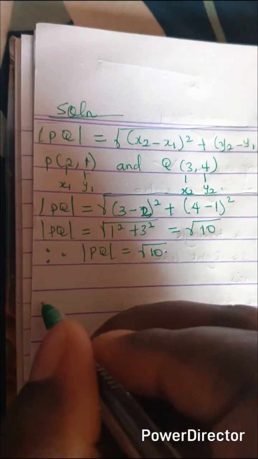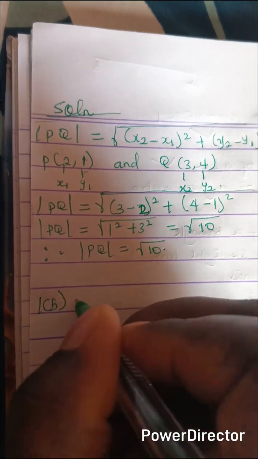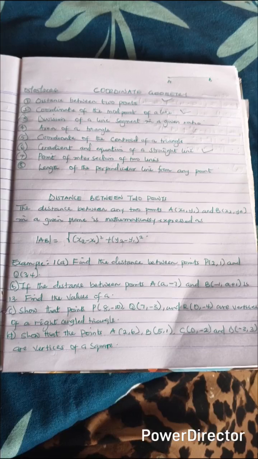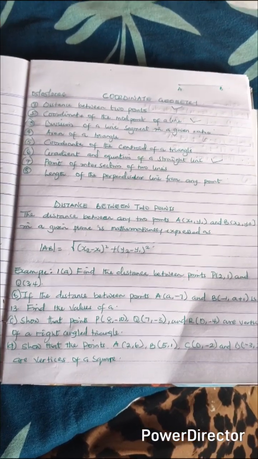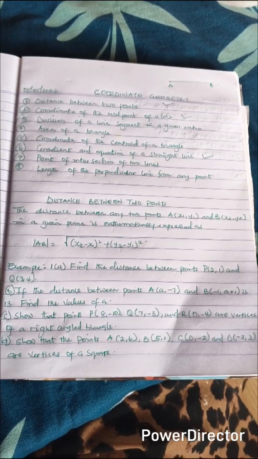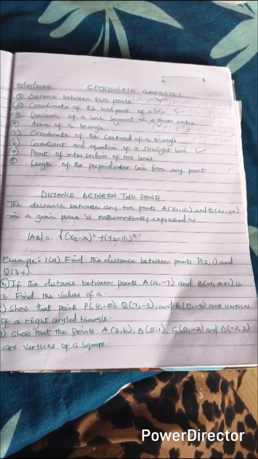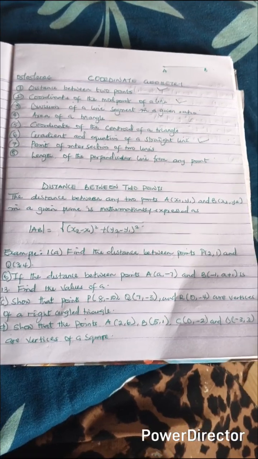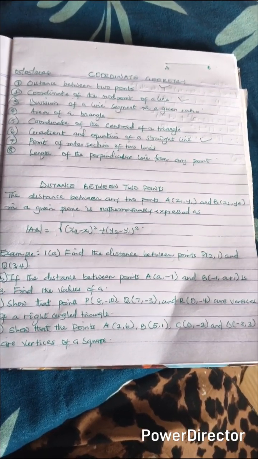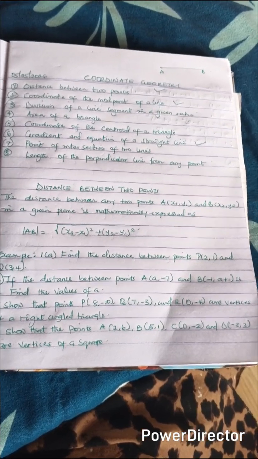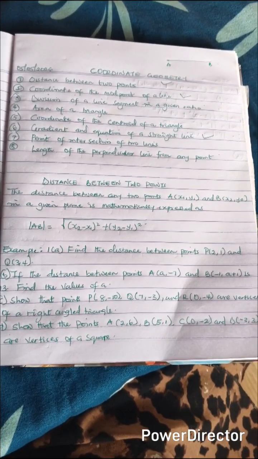So for 1B, let's look at the question again. For 1B, if the distance between point A and B is 13, find the value of A. Each point associated to A and B has already been given. So our x1 is A, our y1 is minus 7, and our x2 is minus 1, our y2 is A plus 1. So let's quickly get to that.